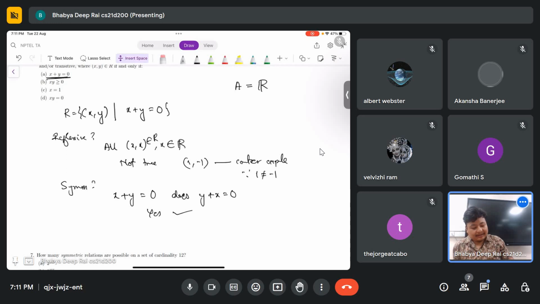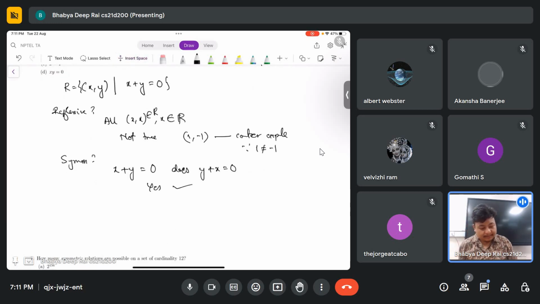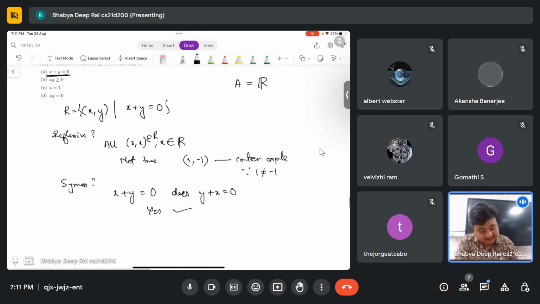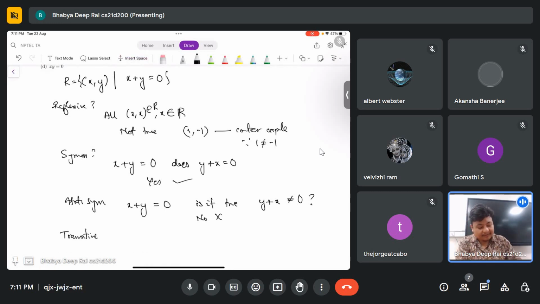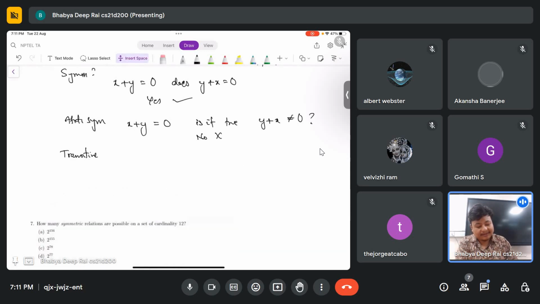Now, antisymmetric. Obviously this is not antisymmetric, because it's saying if x plus y is 0, then y plus x is not equal to 0. This is obviously false, so it is not antisymmetric. Finally, transitive. I'm going faster because we've seen several examples like these ones.